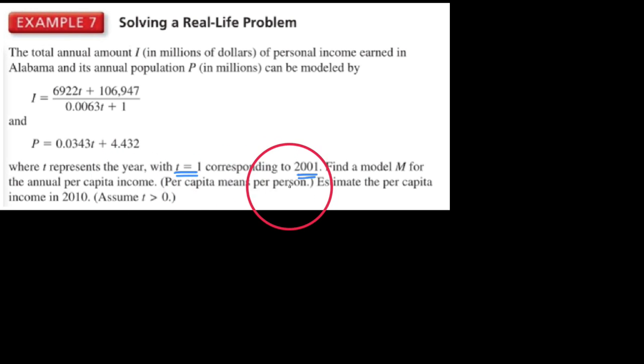So what we want to do is find a model M for the annual per capita income. When we talk about per capita, we mean per person. And we're going to use that model to estimate the income in 2010. Let's go ahead and start with this.